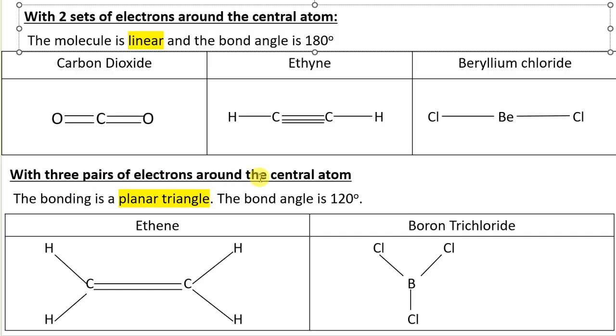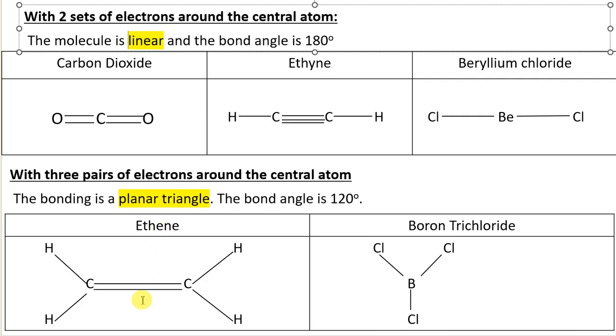3 pairs of electrons around the central atom. Well, my bonding is now planar triangle. Everything is in the same plane. Bond angle 120 degrees. 360 degrees in a circle. I've got 3 bond angles. Each one will be 120.